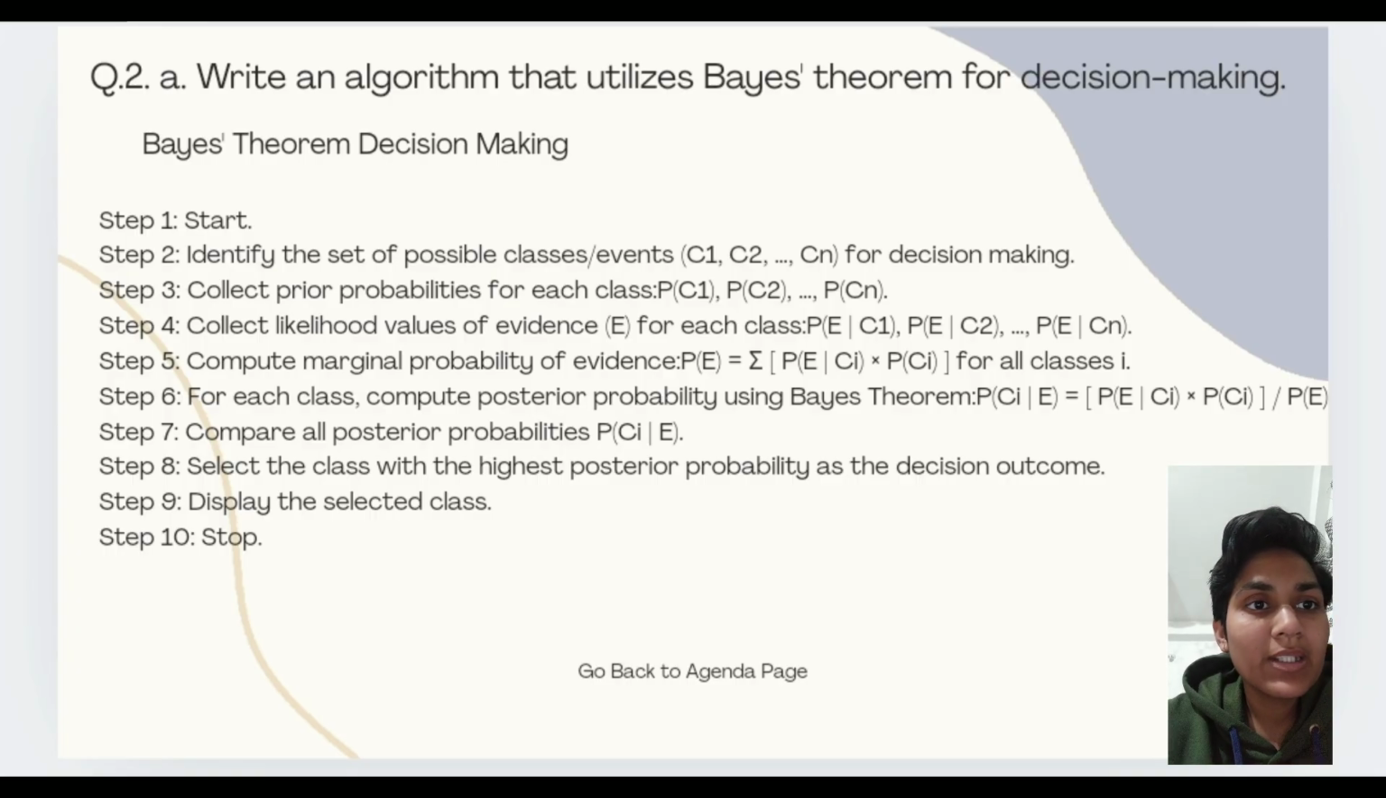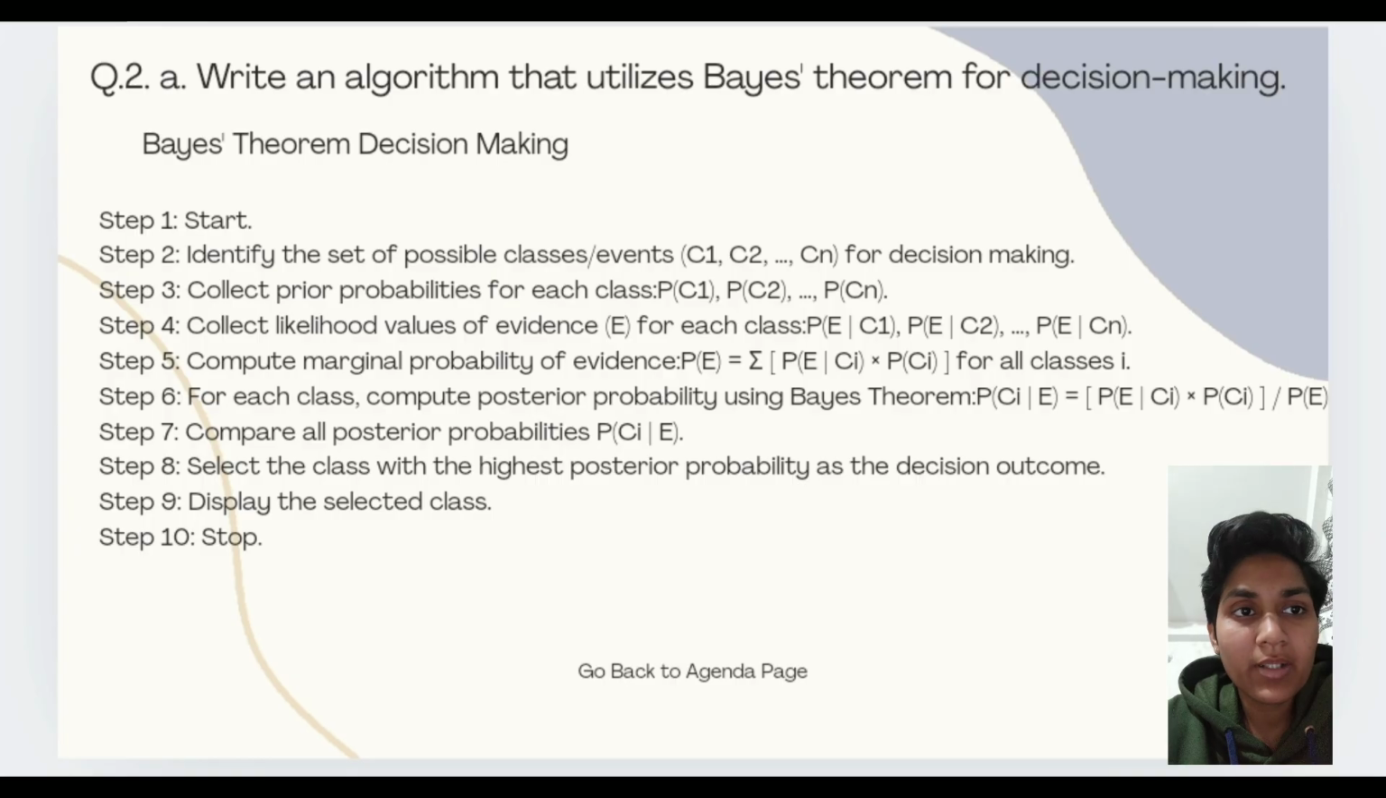Sixth step, for each class, compute posterior probability using Bayes theorem. Probability of Ci given E equals probability of E given Ci into probability of Ci, whole divided by probability of E. E means evidence. Step 7.